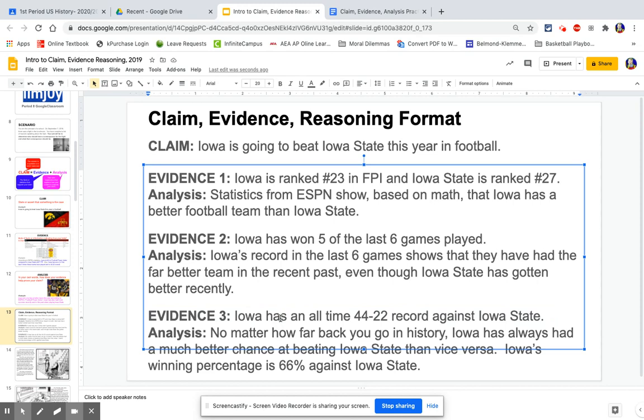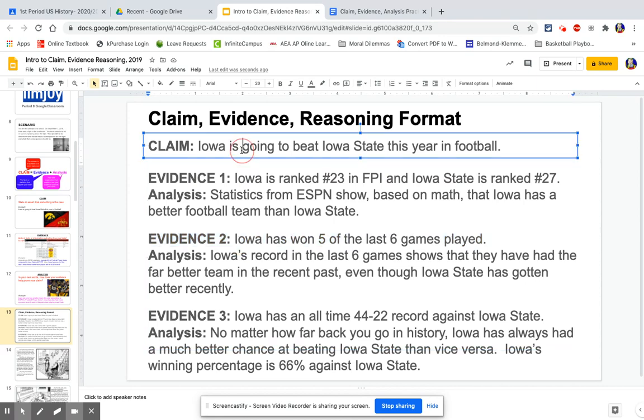Then I don't just put down my evidence. I also analyze my evidence and show, hey, statistics from ESPN show, based on math, that Iowa has a better football team than Iowa State, because that's what this shows right here. Or my analysis proves this point right here. So essentially your analysis ties this piece of evidence back to your claim.